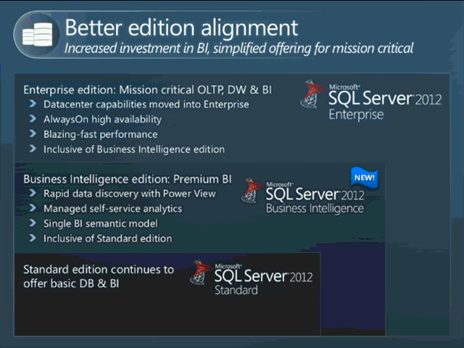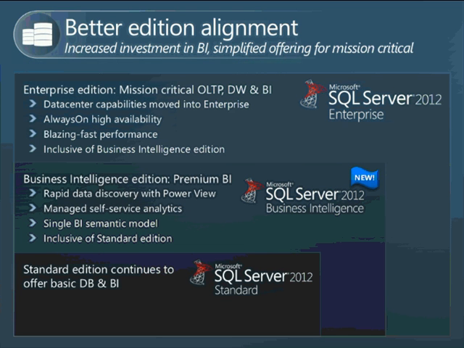We'll start taking a look at that, starting out here with better edition alignment. Rather than having, I think there used to be 5 or 6 different editions of SQL Server. There's a web edition, developer edition, etc. Well, the developer edition is still there, but there are basically only 3 commercial editions of SQL Server out right now. The default go-to is SQL Server Standard down there in the lower left-hand corner. Standard Edition has basic OLTP database engine capabilities, and it also has some BI capabilities.